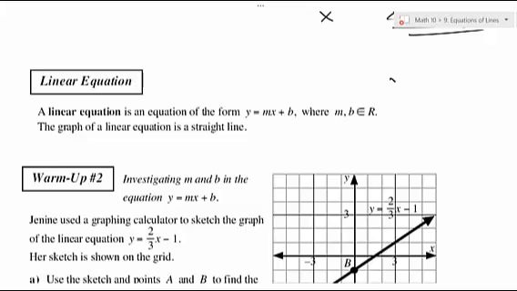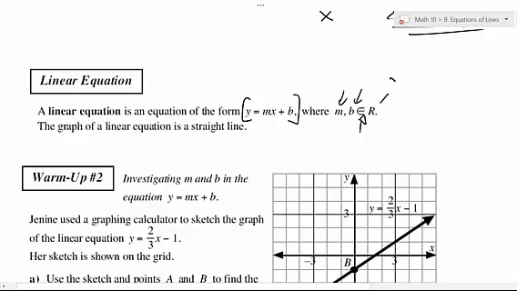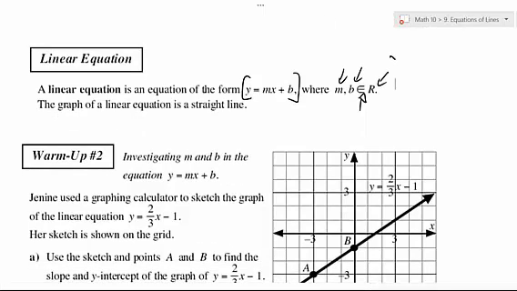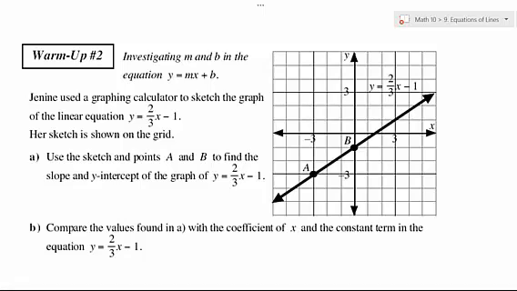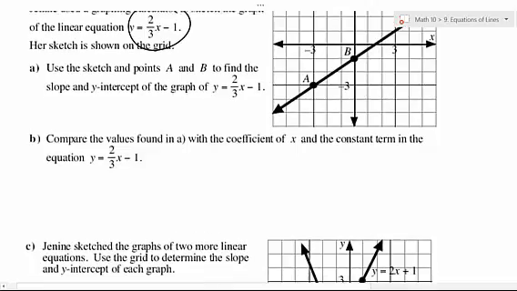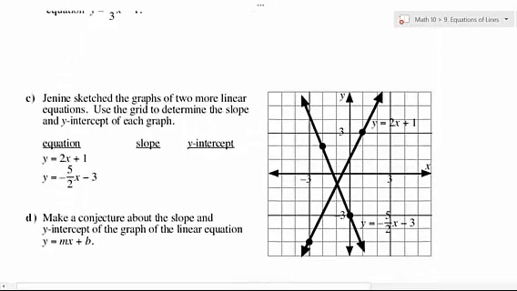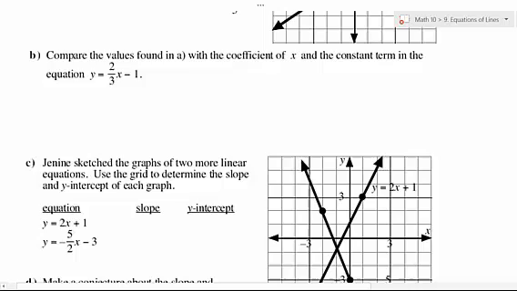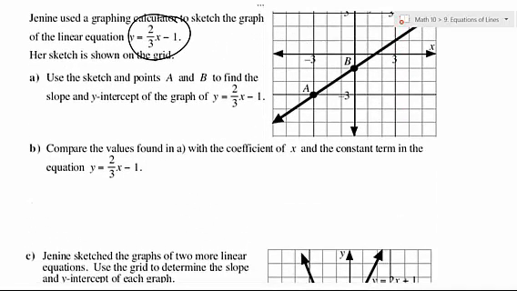A linear equation is an equation in the form y equals mx plus b, where m and b are elements of the real number system. And the graph of a linear equation is a straight line. All right, so we've got Janine here using a graphing calculator. She graphs this equation out. She gets this, okay? I want you to complete A, B, C, and D, just looking at what she's found and answering the questions. Press pause now.